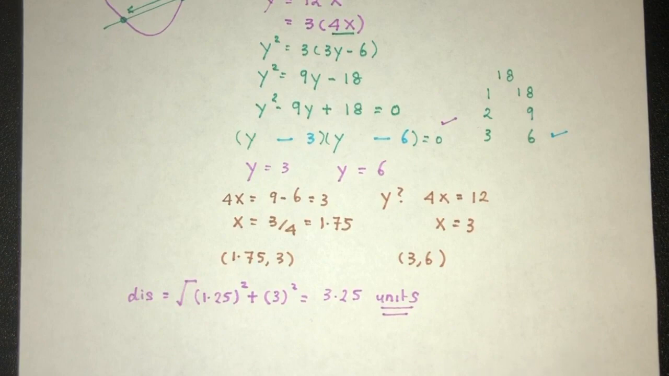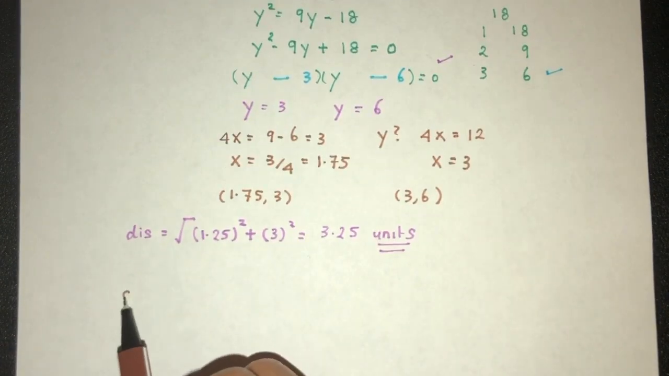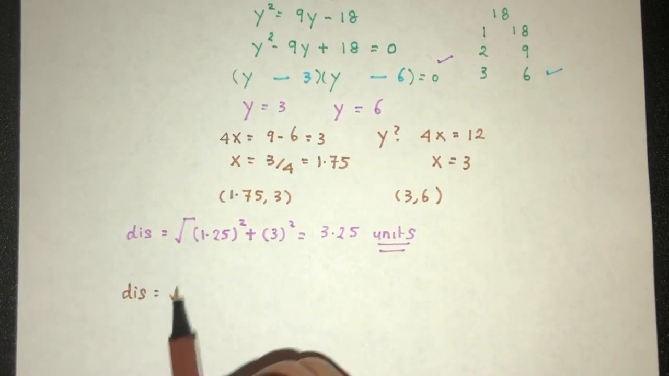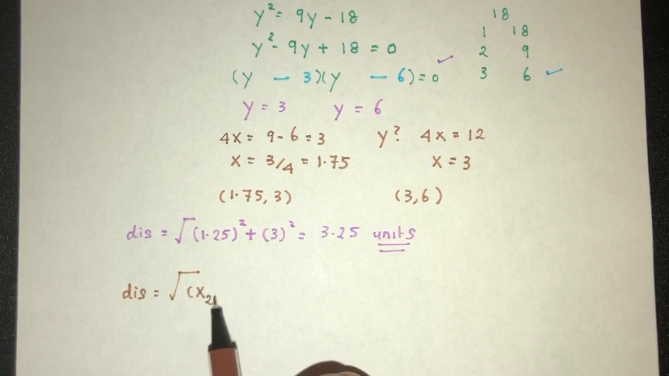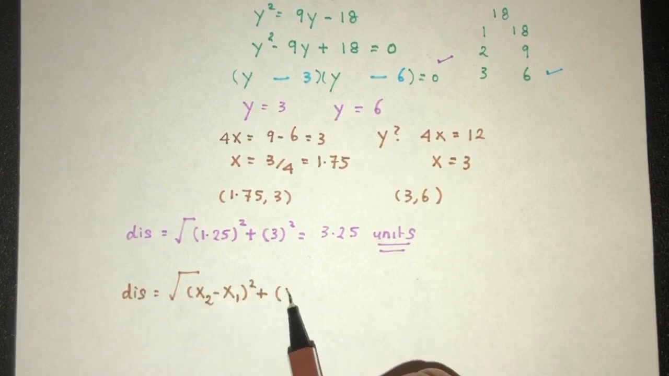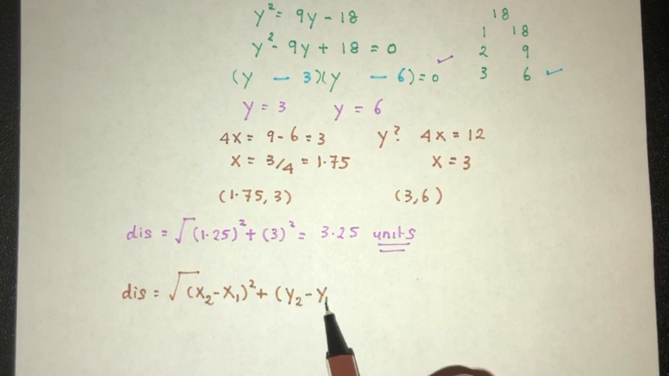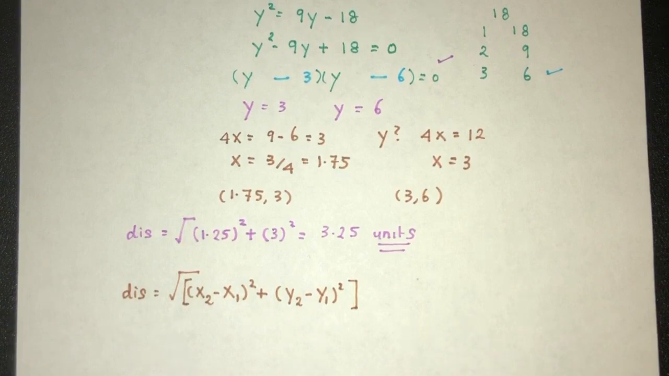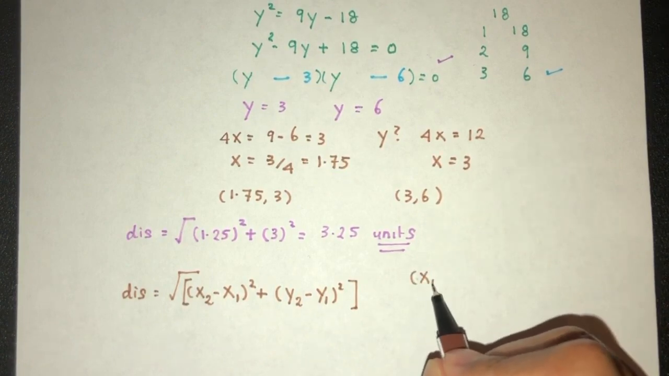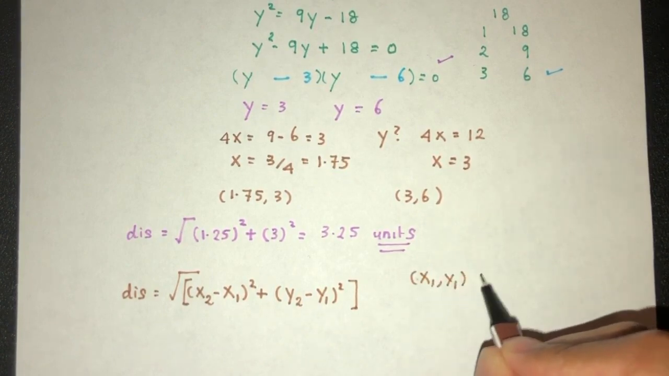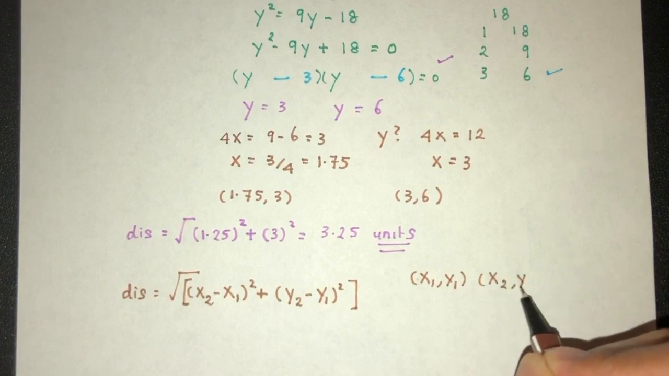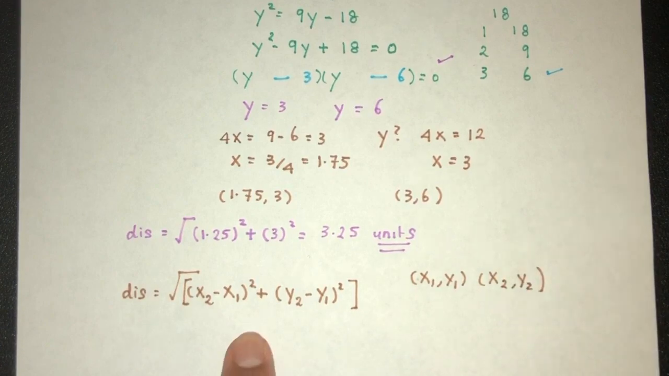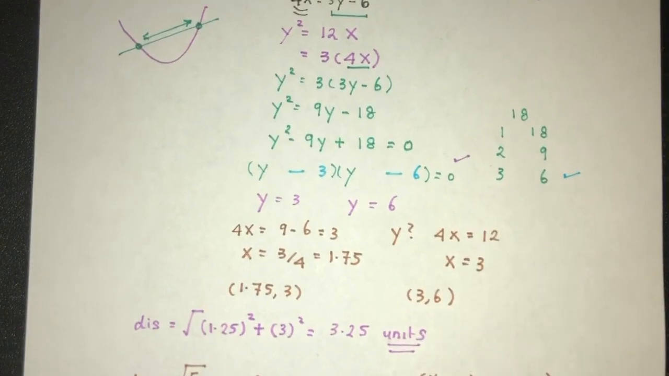Again, if you guys don't know the formula here, let me write this down. Distance formula is: x2 minus x1 squared plus y2 minus y1 squared, all inside the square root. Given that if you have 2 points, for example, x1, y1 and x2, y2, to find the distance, we'll use this formula. And this is a question in relation to coordinate geometry.